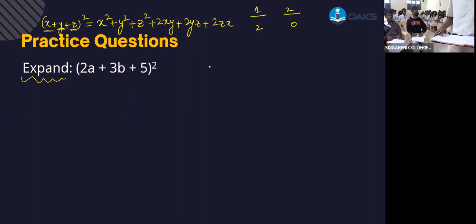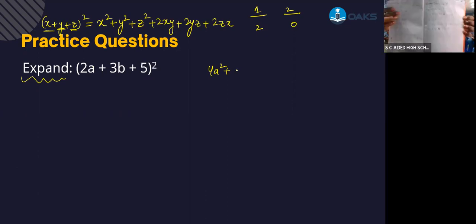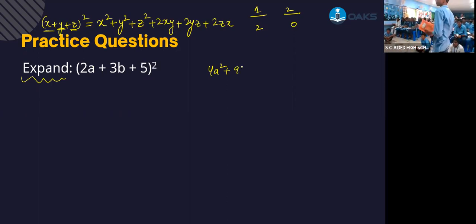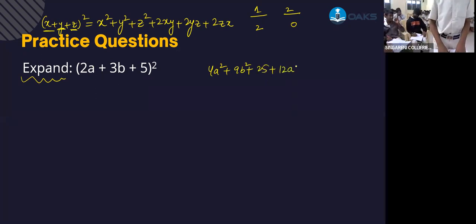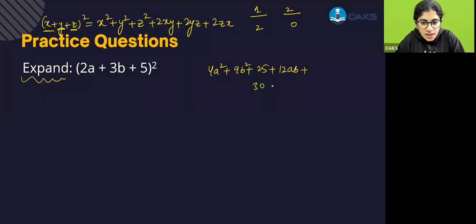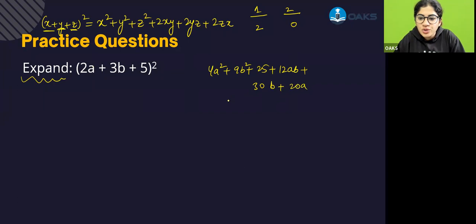4a square plus 9b square plus 25 plus 12ab plus 30b plus 20a. Okay, thank you so much. You can sit down. School 2, you can show now.